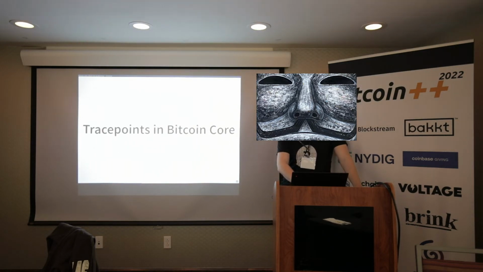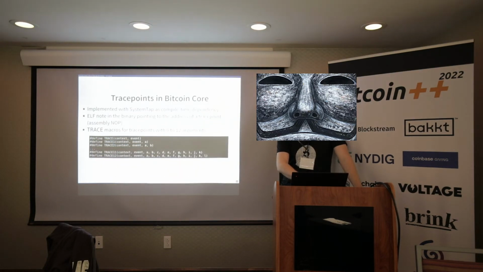So how do these trace points look in Bitcoin Core? We implemented them with SystemTap. That's not really important right now, but it's a compile-time dependency. If you have SystemTap installed on the build machine, then it compiles these trace points in. These trace points are basically an ELF note. If that's too much for you, if you don't know what that is, that's not a problem. We're going to see that in the workshop.